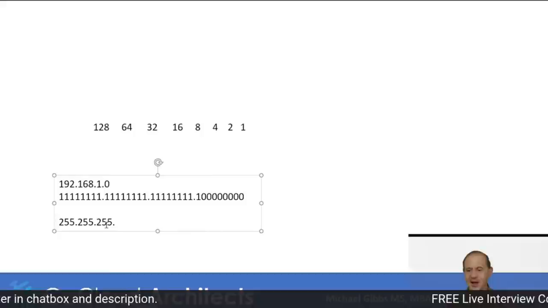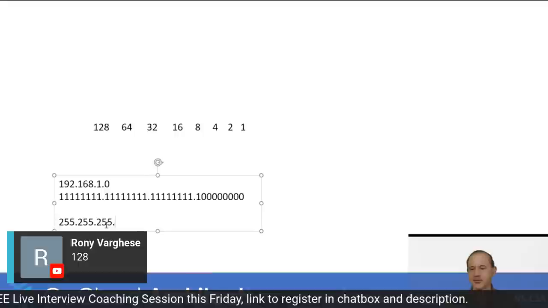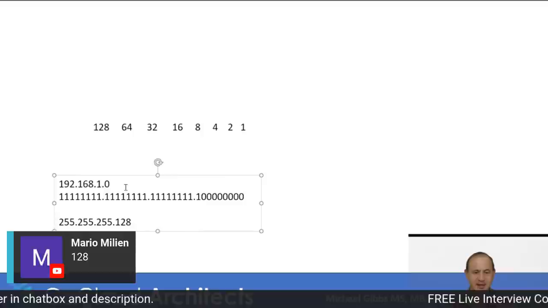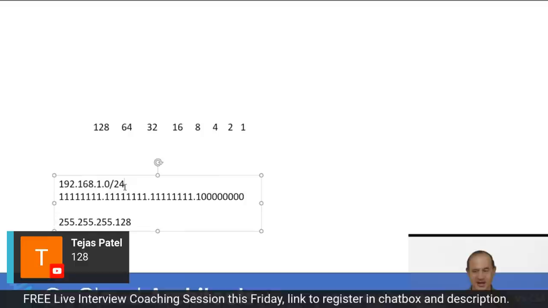Raul's got it. Pierre's got it. Wow, Theo's getting it. Abigail's got it. Jim Weaver, Marla. Wow, woohoo. You guys are getting it. It's a .128, or it's going to look like this. You guys got it in CIDR notation, in decimal notation, and in binary notation. You guys are doing good.